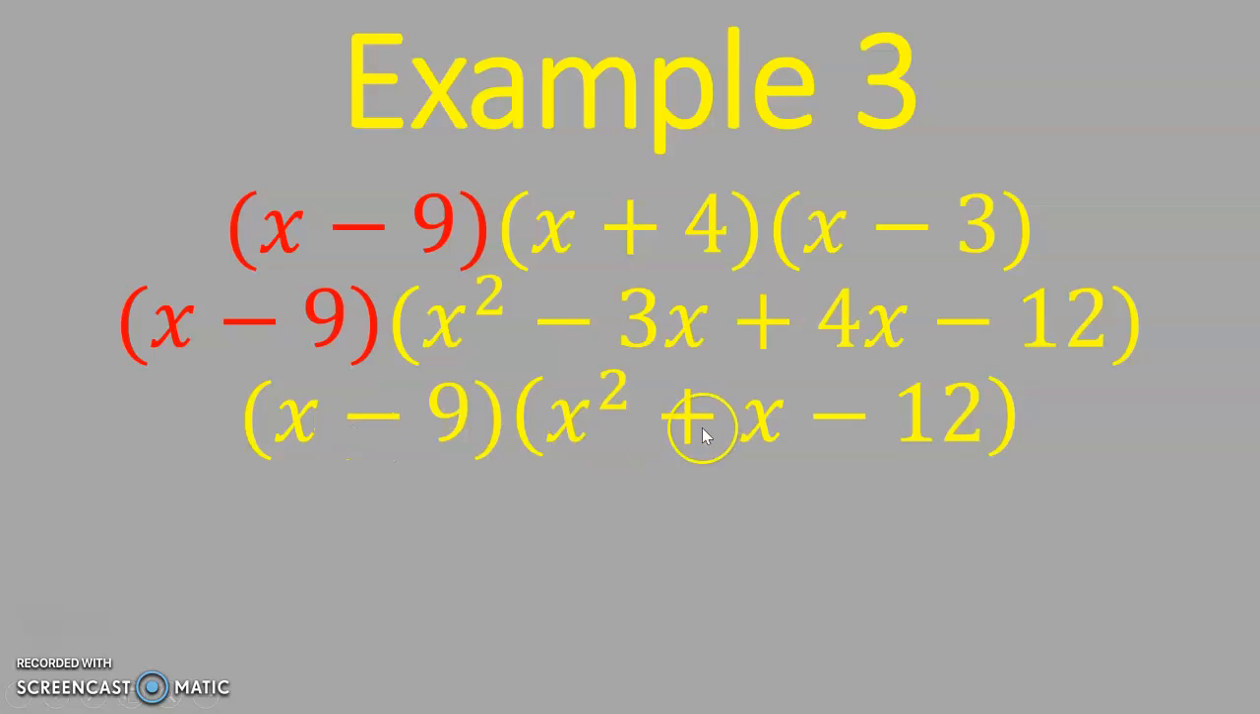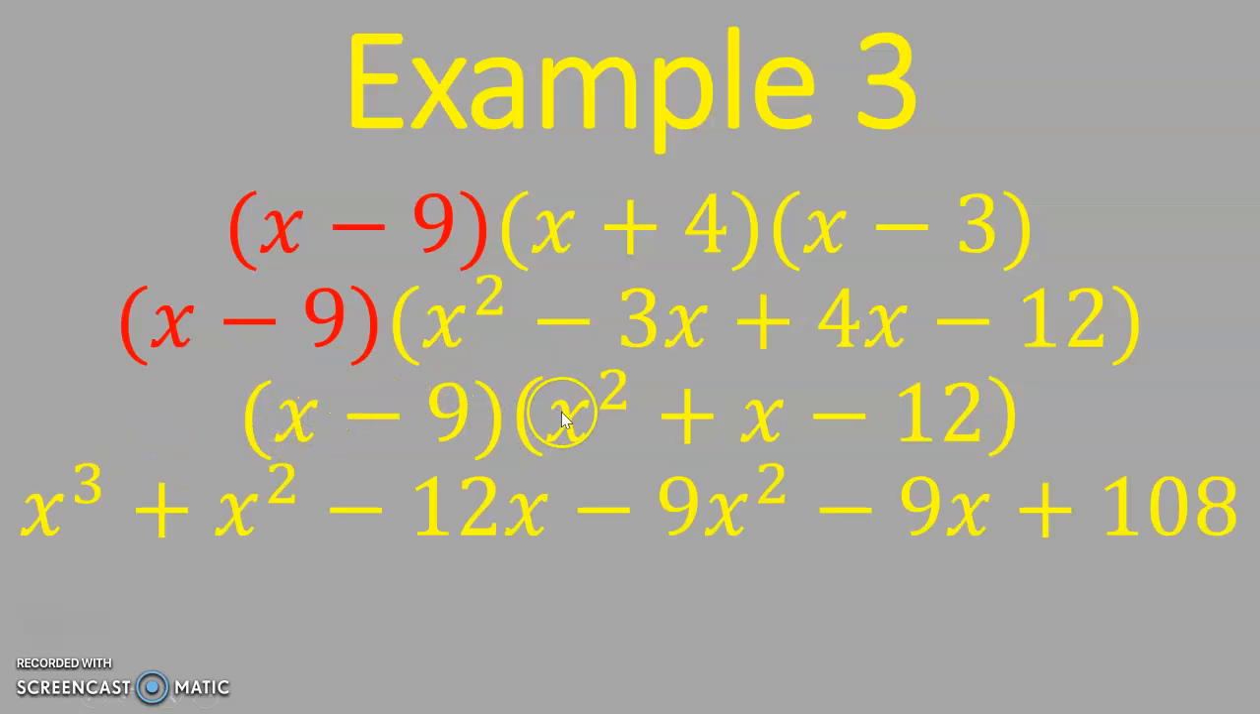Now here you got to do a binomial times a trinomial. So the word FOIL is not going to work here. There's not enough letters. You got to multiply 6 times. So let's do that. X times x squared is x cubed. X times x is x squared. X times negative 12 is negative 12x. You're just distributing here. Distribute the x to each one. Negative 9 times x squared is negative 9x squared. Negative 9 times x is negative 9x. And negative 9 times negative 12 is positive 108.